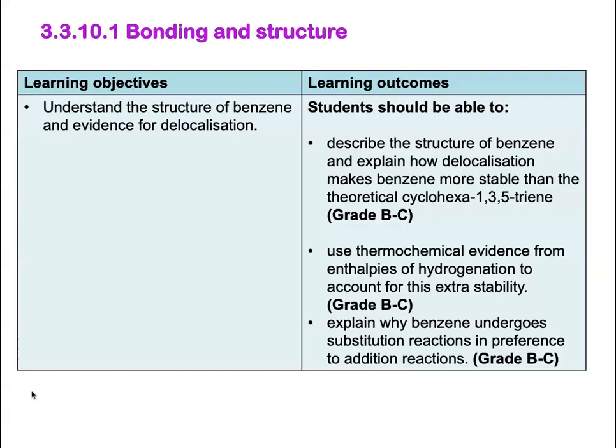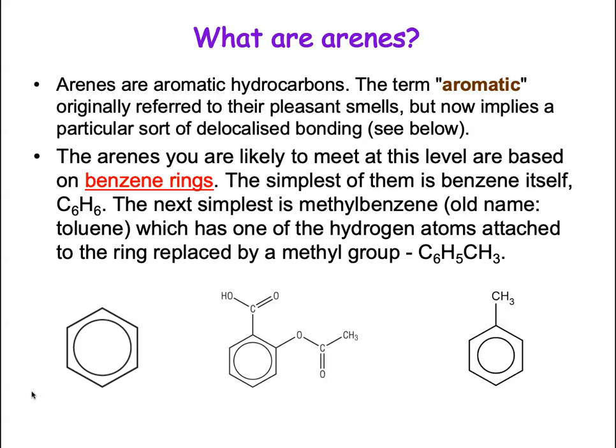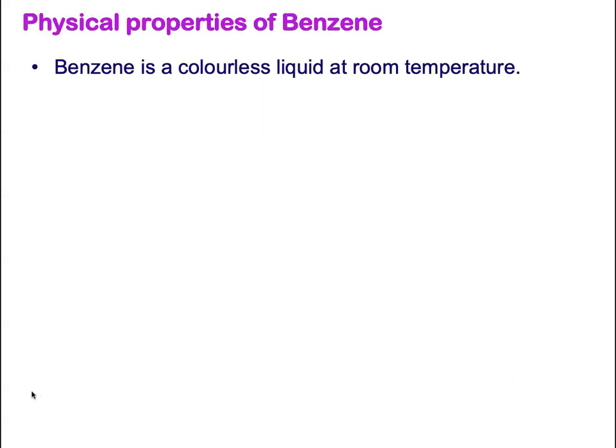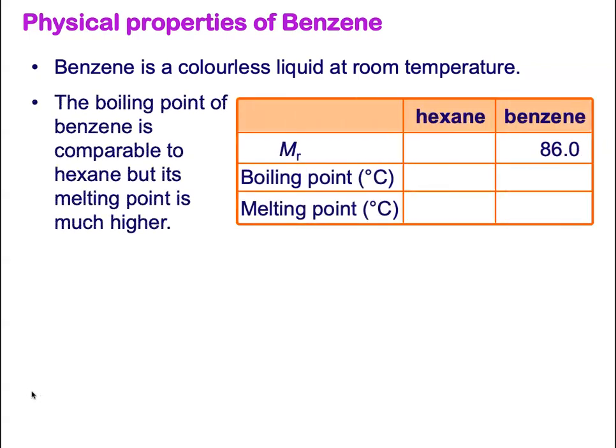So first thing we look at is benzene, and we look at the bonding and structure in benzene. This is known as aromatic chemistry, looking at compounds which contain a benzene ring, and we will look at the benzene ring in detail. So what is benzene first? It's a colorless liquid at room temperature.